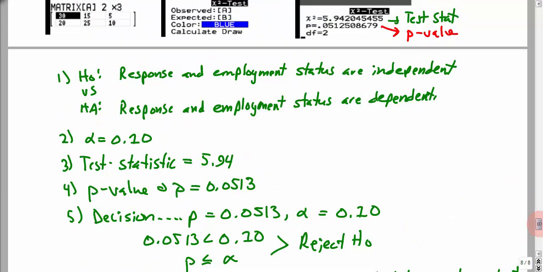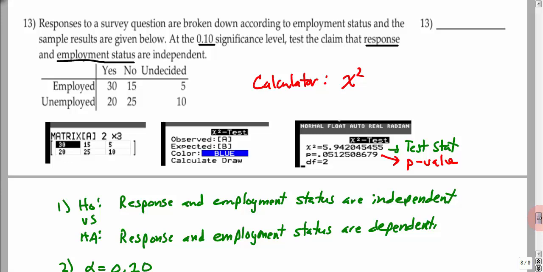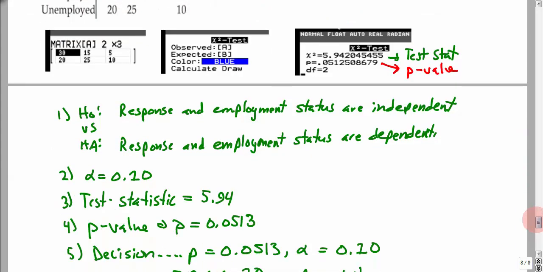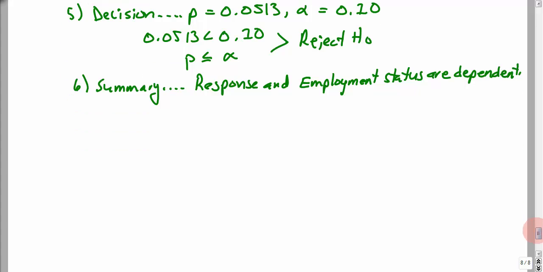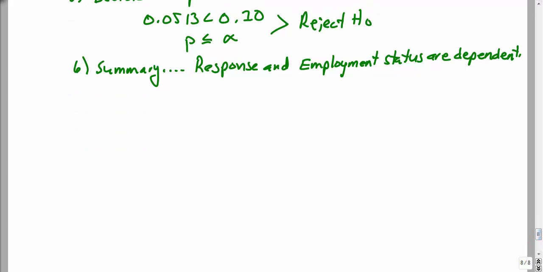Okay, so let's go ahead and have a look up here again. Response and employment status are dependent. Okay, so it looks like to me, because they are dependent on each other, if I know that you're employed, that's going to influence whether you answer yes, no, or undecided. Okay, so those would be my full steps that I would show if this was on the show your work portion of your exam. Okay, let's go ahead and look at 14.